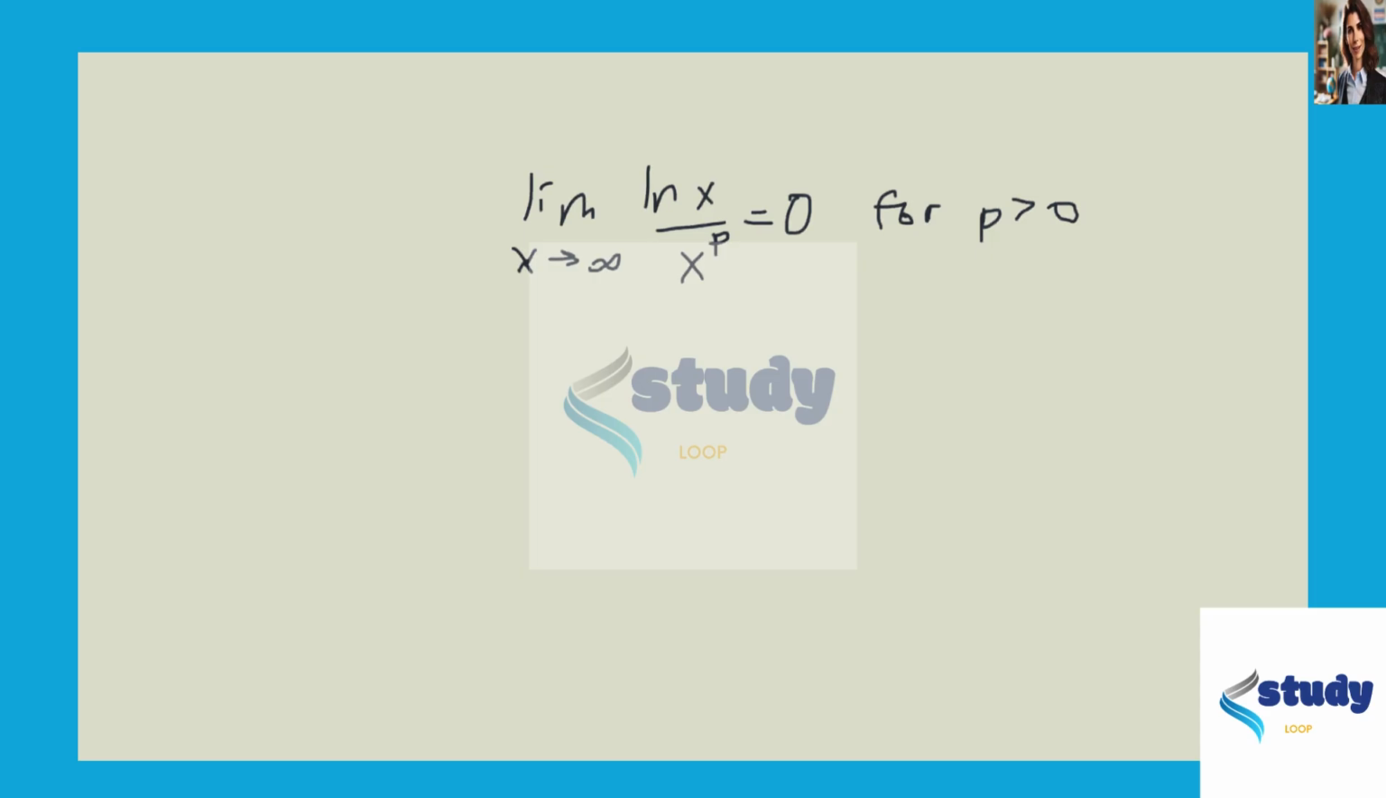Let's say we want to prove this identity that the limit as x goes to infinity of ln x over x to the p power equals 0 for any value of p greater than 0. Now, we can prove this by using L'Hopital's rule. L'Hopital's rule basically says that when you're taking any limit to infinity of a fraction, so ln x over x to the p is a fraction, it's the same thing as the limit of the derivatives of the top and bottom of the fraction.